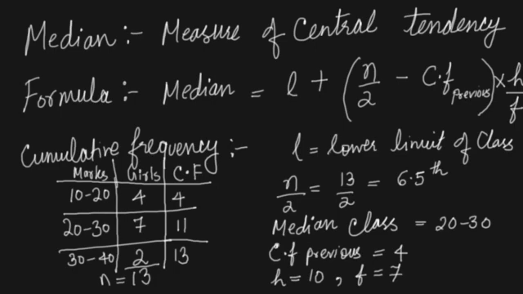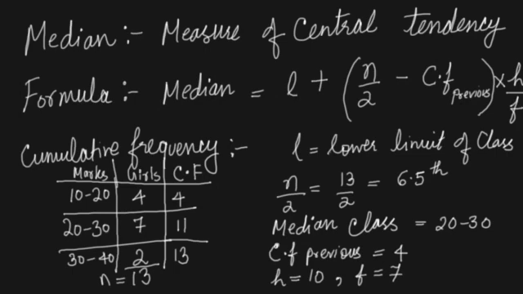Hi guys. A lot of students come to me and say that the formula for median that is shown in front of you, which is L plus (n by 2 minus cumulative frequency previous) into h by f, is very complicated to remember, and at times you get confused and you make mistakes. We will quickly see how to remember this formula and understand it logically so that you may not have to even remember this formula.